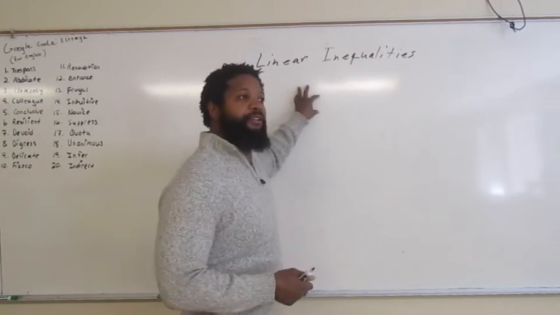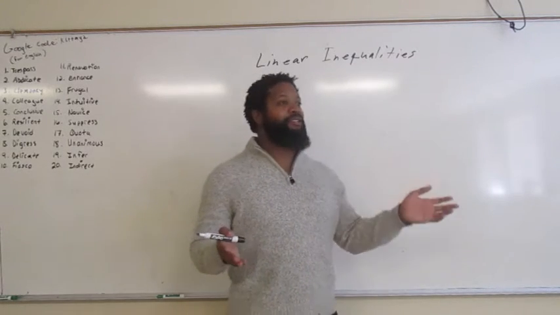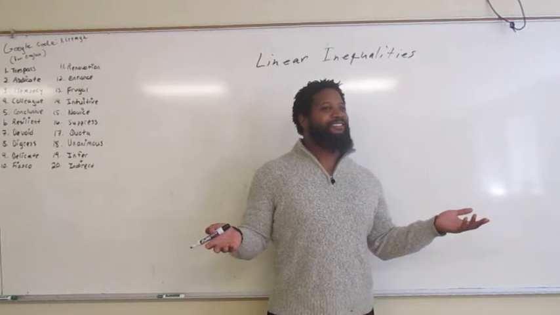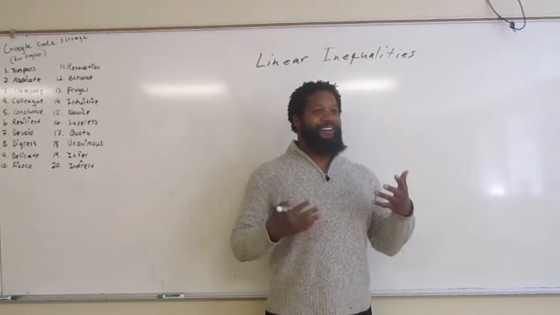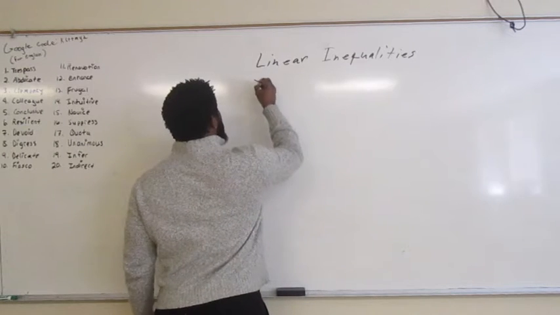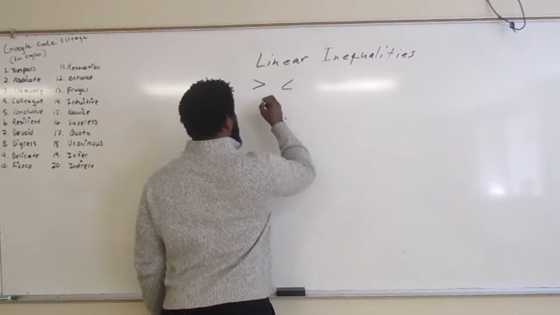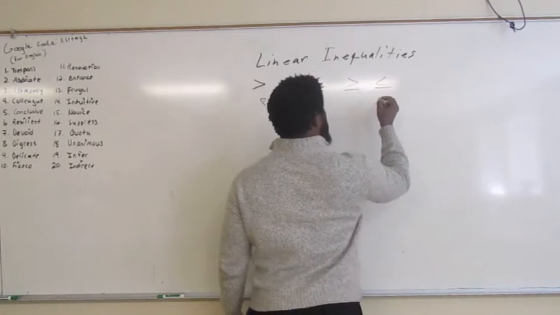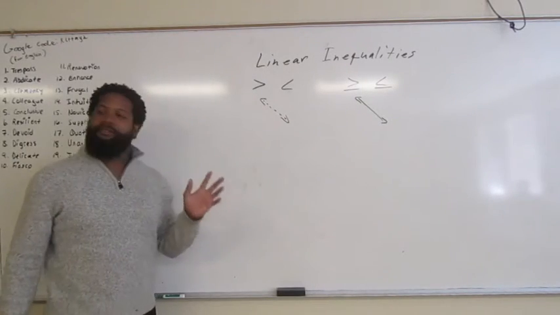Well, when you're graphing linear inequalities, okay, you have dotted lines and you have solid lines. Which ones are the solid lines? The greater than or equal to, or less than or equal to. There you go. And the dotted lines are the greater than or less than. So greater than or less than, dotted lines. Greater than or equal to and less than or equal to, you have solid lines. Okay? That's the main thing you need to know.